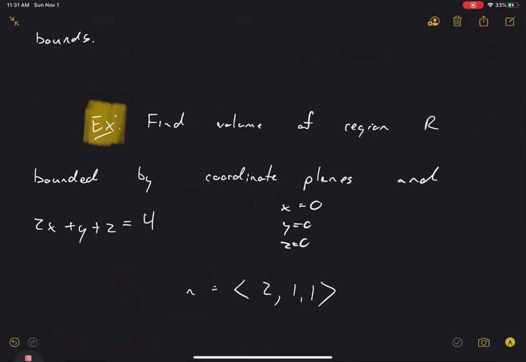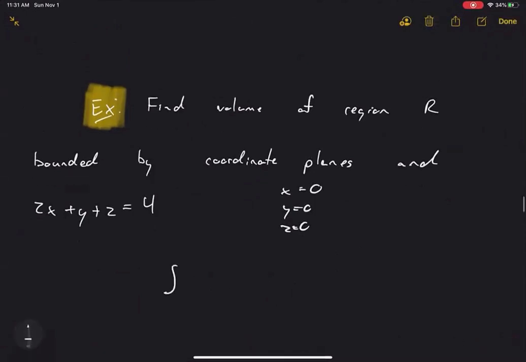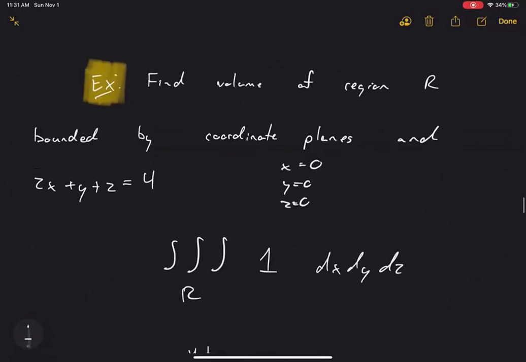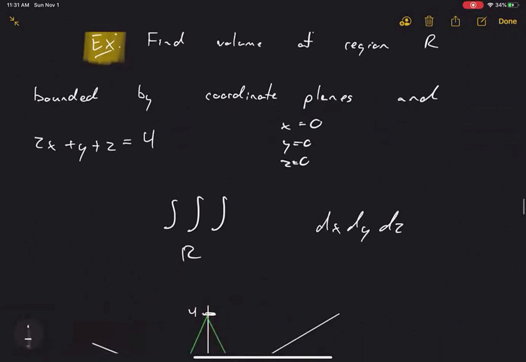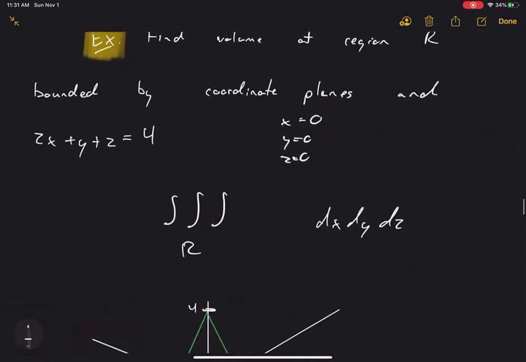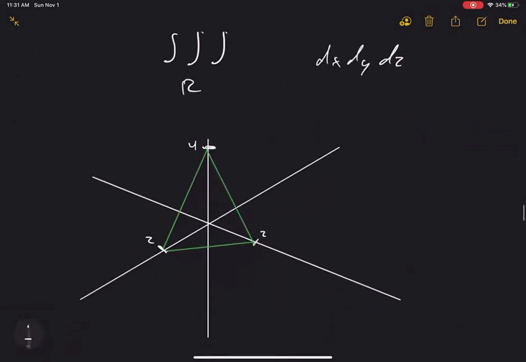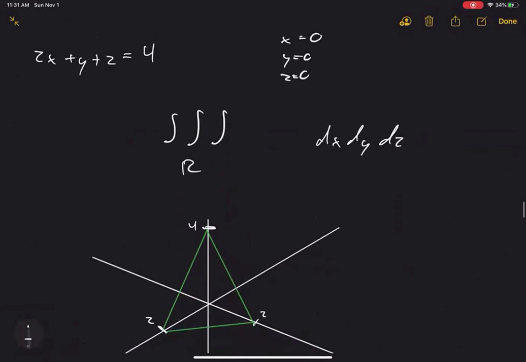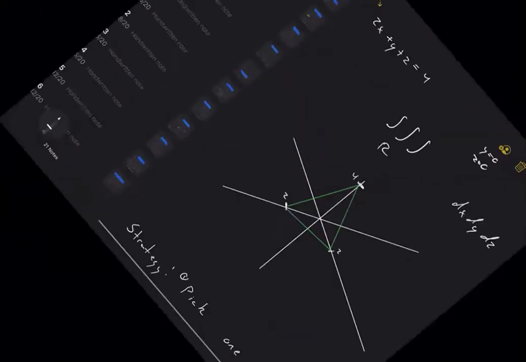So I know my integral that I'm trying to set up, I could write it like this: the integral over R of the number 1, dx dy dz. There's nothing complicated about what's going inside this integral. The only thing I need to do is find the bounds. So how do we find our bounds? It's similar to 15.2 and 15.3. My first suggestion is to get a picture in your mind of what this region looks like.